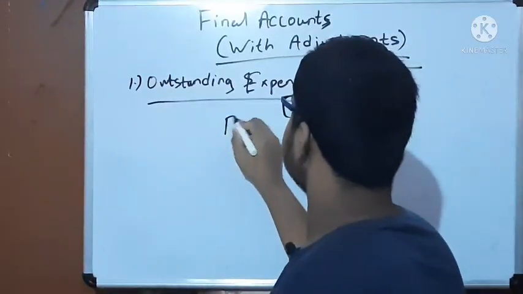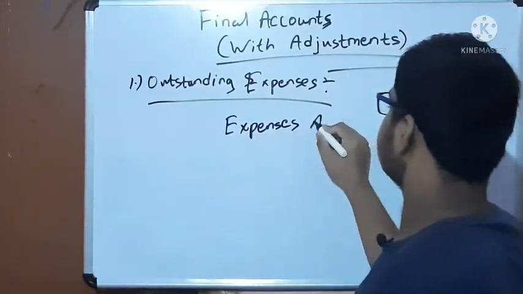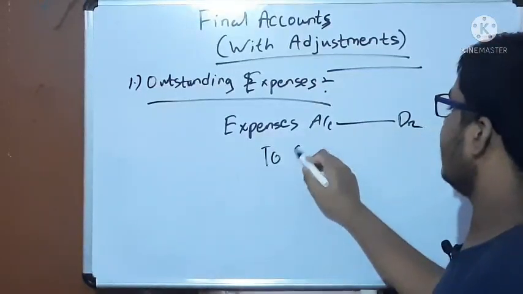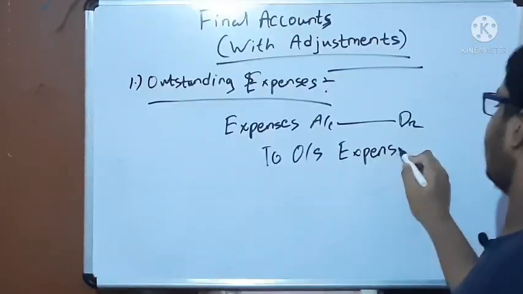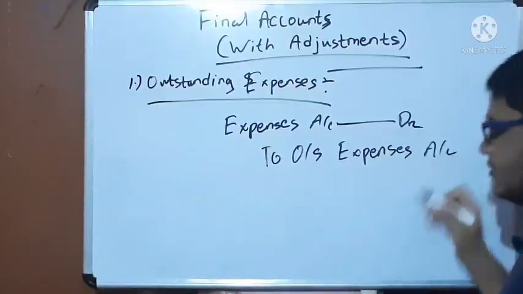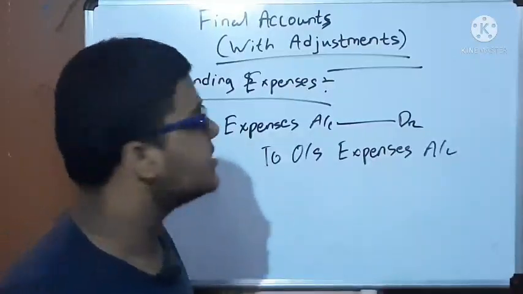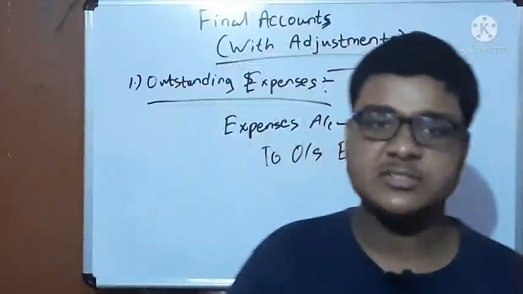So expenses account debited to outstanding expenses account. There are a lot of concepts kept within these two lines, within this journal entry.